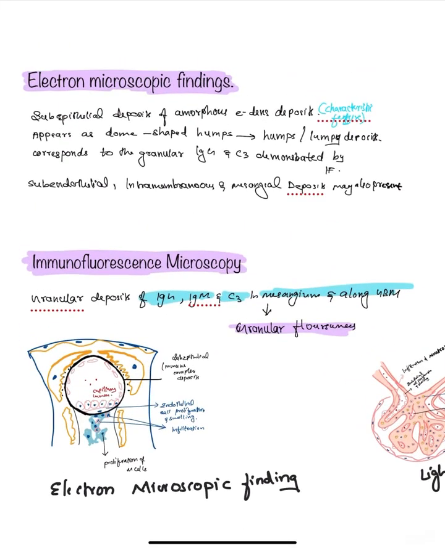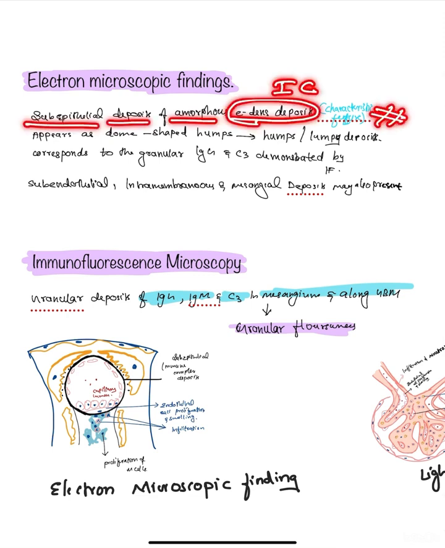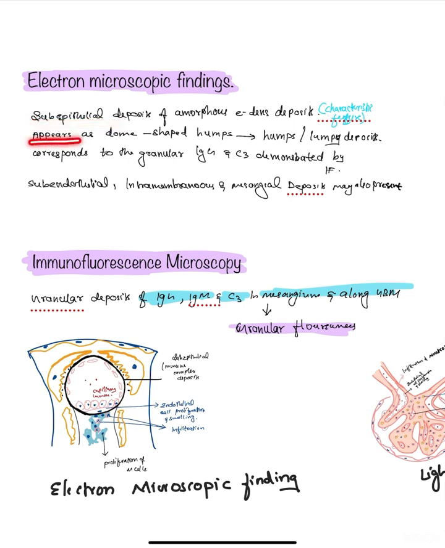So we are talking about the electron microscopic findings. The subepithelial deposits are amorphous electron dense deposits. What are the electron dense deposits? Immune complexes are the electron dense deposits. These are the characteristic features. Electron dense deposits are seen along the subepithelial region, and they appear as dome-shaped humps. It is also called humpy, lumpy deposits, and it corresponds to the granular IgG and C3 demonstrated by immunofluorescence. Subendothelial, intramembranous, and mesenchymal deposits can also be seen. That is all about the microscopic findings.